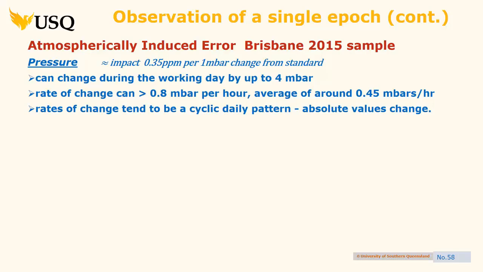But you measure pressure normally with a gauge of some sort. What you've got to know is, how well can you measure it? So first off, this is taken out of Brisbane in 2015. This is actually raw meteorological data that I've analysed. It can change in a working day by up to 4 millibars. The rate of change can be up to 0.8 per hour, and the average is about 0.5. And then it tends to be cyclic. So if you actually measured pressure during the day, it's cyclic.